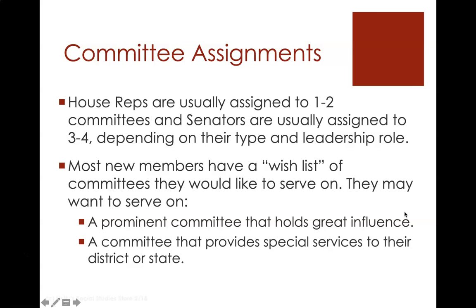Committee assignments. This is what I was discussing. House representatives are usually assigned to 1 or 2, and senators are usually assigned to 3 to 4, depending on their type and leadership role. When you become a new member of the House or the Senate, you typically have a wish list of which committee you would like to serve on. It could be something you're passionate about. They may also want to serve on prominent committees that hold a lot of influence, or a committee that provides special services to their district or state.